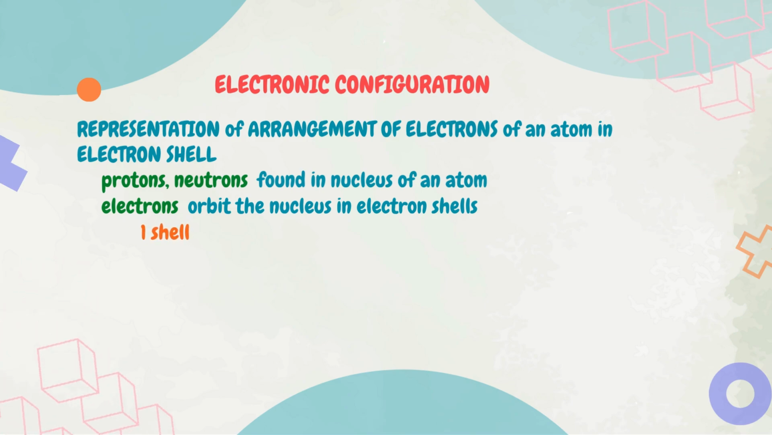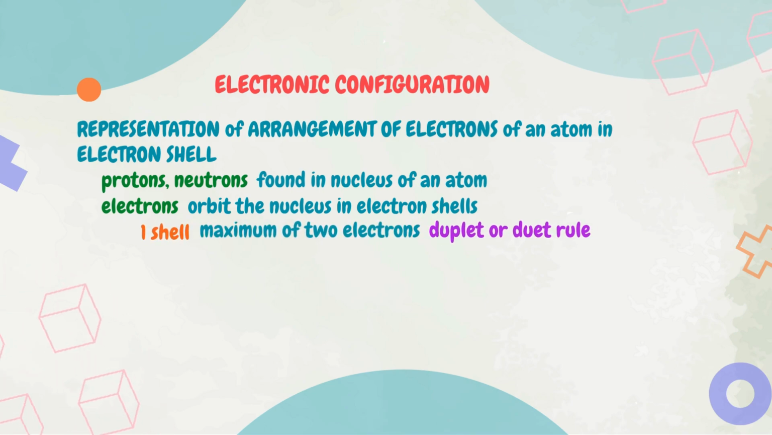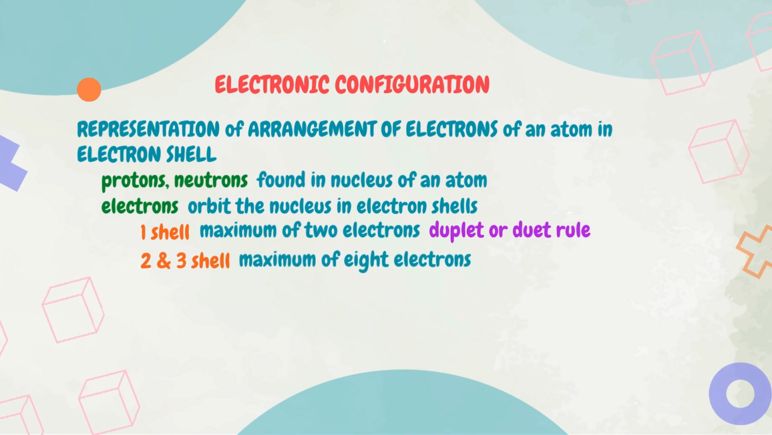The first shell can contain up to a maximum of 2 electrons. This is known as the duplet or duet rule. The second and third shells can contain up to a maximum of 8 electrons. This is known as the octet rule.